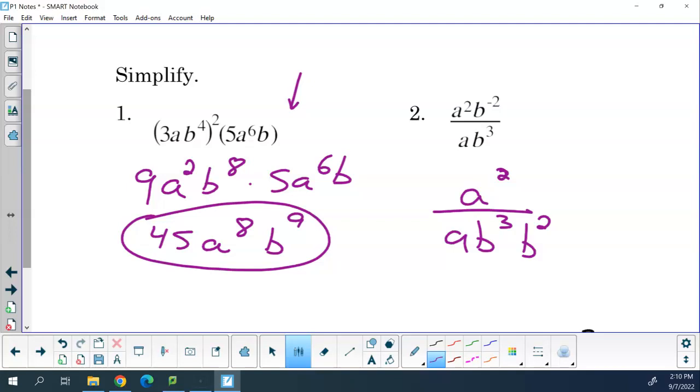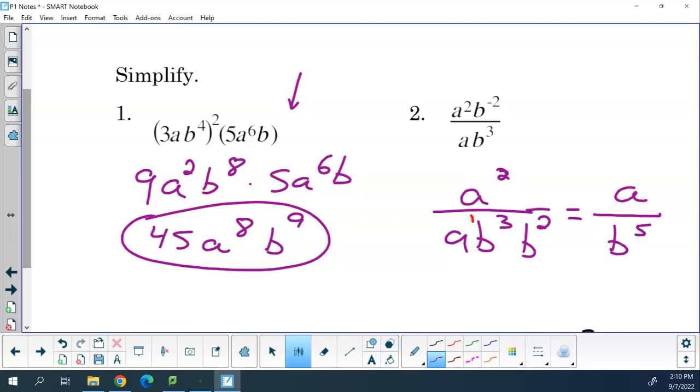Now I don't have any negative exponents. Now I have a whole lot easier time doing that. So I'm going to look top to bottom with my a's. I'm going to subtract my exponents. So I'm thinking of 2 minus 1, which is 1. And there's more up top. So I have that a to the first power left up top, and I have b cubed down below.